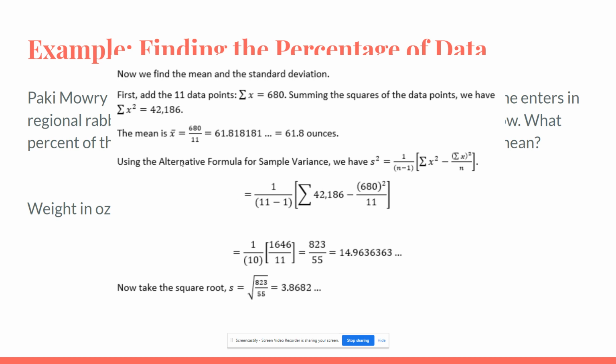Then we can plug into our alternative formula for variance. So we have 1 over n, which would be 11. The sum of x squared, we calculated up here, is 42,186. The sum of x, we just had up here, 680, so we could square that, and then divide it by 11. So here that is, and then we can just simplify. We get that the variance is 823 divided by 55, or about 15. But I'm going to take the square root of that fraction just to be more precise. So our standard deviation is 3.8 ounces.